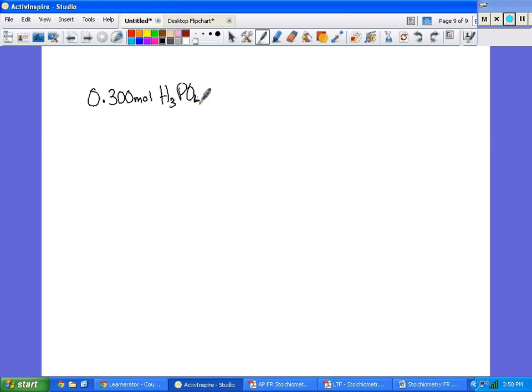What is the mole to mole ratio between phosphoric acid and barium phosphate? 2 to 1. Top to bottom? 1 to 2. I'll say it like this. No, that's fine. My bad.